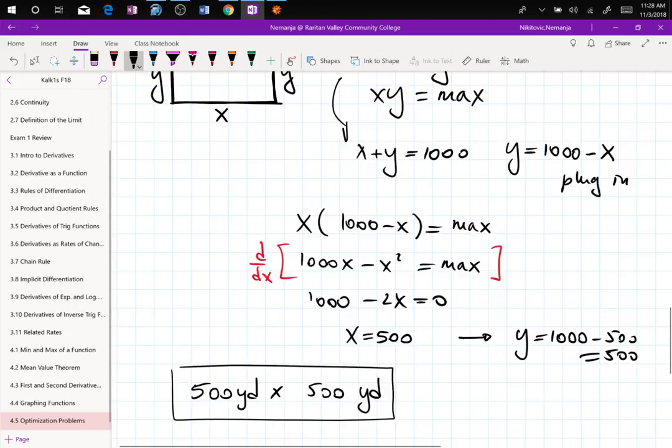Previous answer was 18 times 18. Now it's 500 times 500. Any other combination would give you less in the area. There are many combinations in which you can put your fence, 2,000 yard of fence, to close off an area. But only one of those is going to be the most optimal way to achieve a maximum.